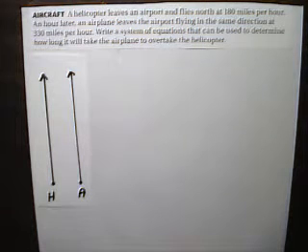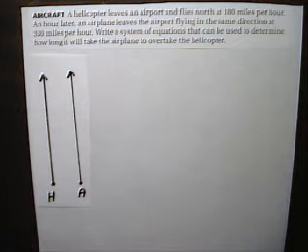Hello, this is Solving Systems of Equations, Rate Problems, Example 1. In this problem, it says a helicopter leaves an airport and flies north at 180 miles an hour. An hour later, an airplane leaves the same airport flying in the same direction at 330 miles an hour. Write a system of equations that can be used to determine how long it will take the airplane to overtake the helicopter.